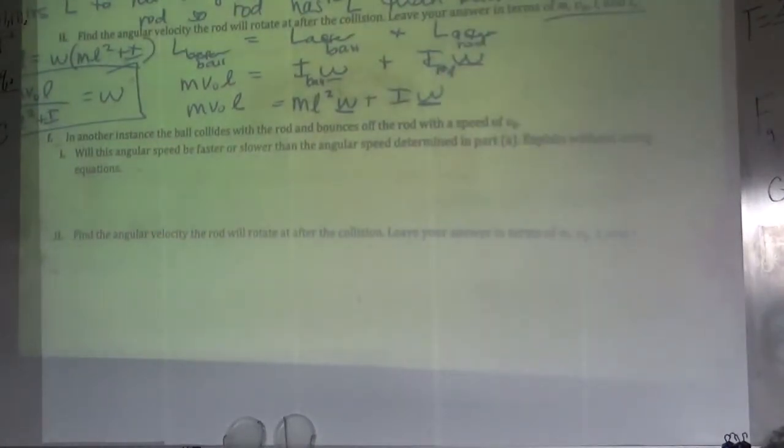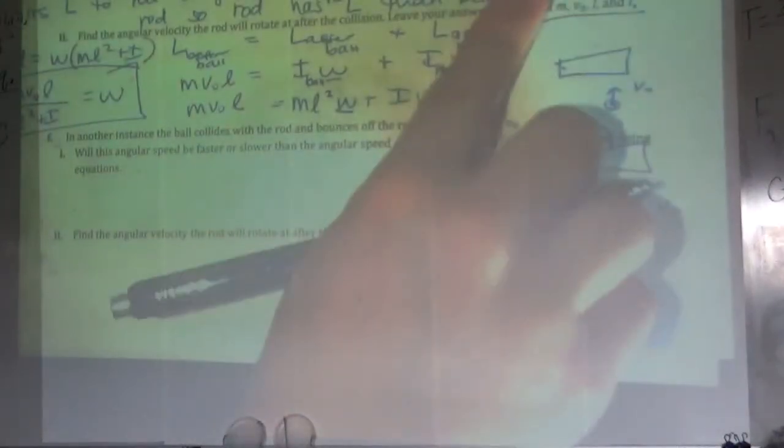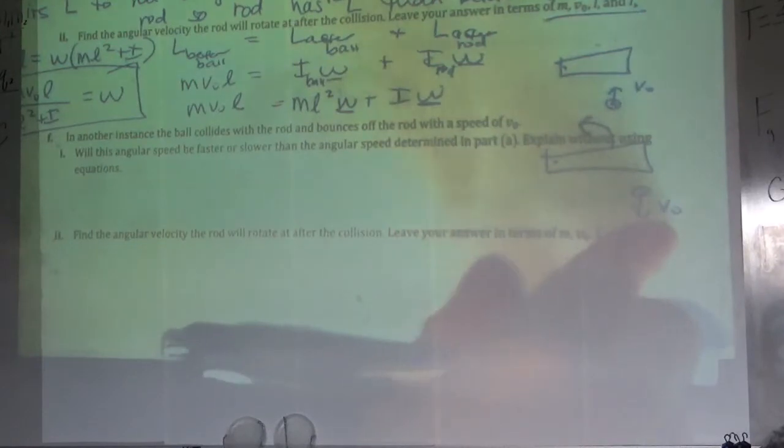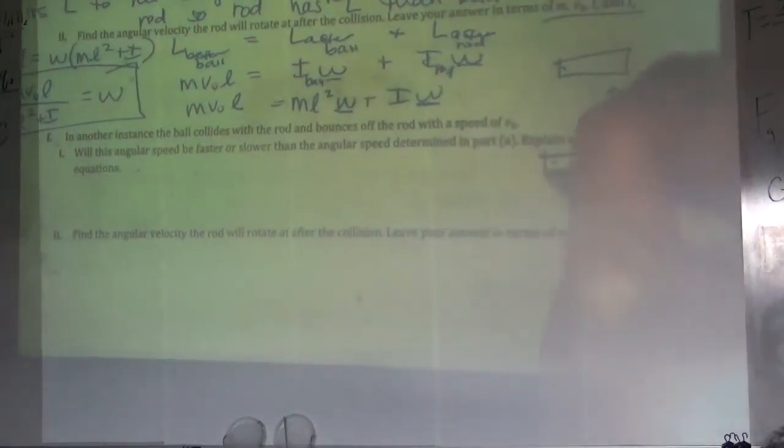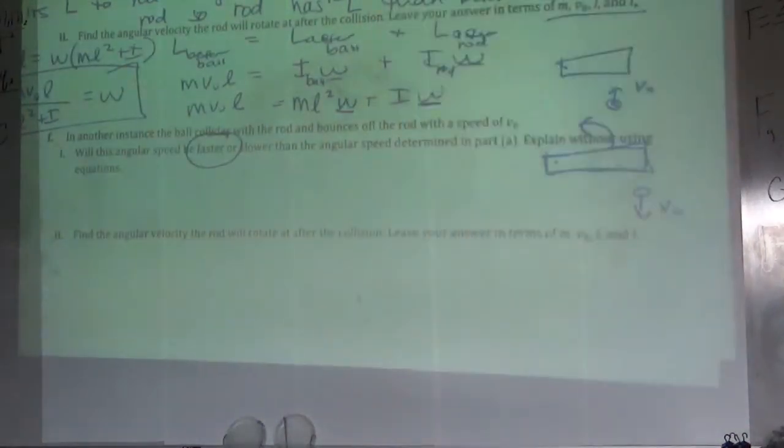If in another instance the ball collides with the rod and bounces off with the speed of v naught, it's still coming in like this, v naught, m, this is my rod, but now my after picture is that this turns around and goes like v naught. And then this would of course rotate. Now compared to when it just stopped and gave momentum, when it bounces off, it's actually a really big change in momentum, which means it imparts a really big change in momentum to the rod. So the rod would actually be going faster than what we determined in part A.